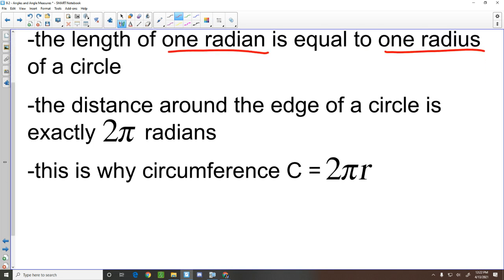And then it turns out that the distance all the way around the edge of the circle is exactly 2 pi radians, which is kind of nifty because if you remember the formula for the circumference of a circle, see? It equals 2 pi r. What does r represent in that formula? The radius. It's 2 pi radiuses, or 2 pi radians, if you want to think of it that way. The circumference is exactly 2 pi radians, or radiuses. Isn't that crazy? Kind of neat, right? I like it.